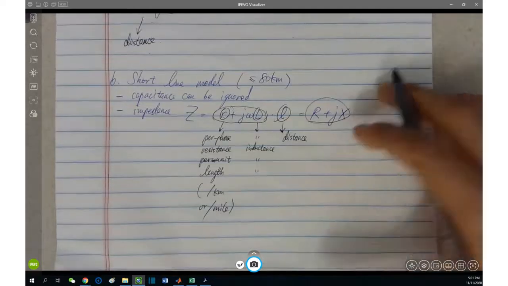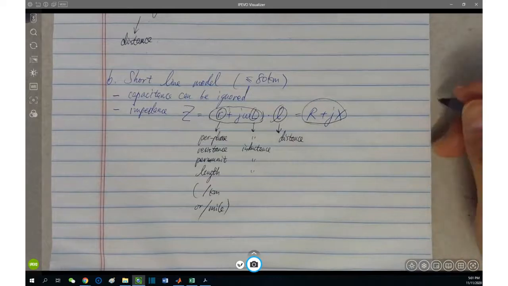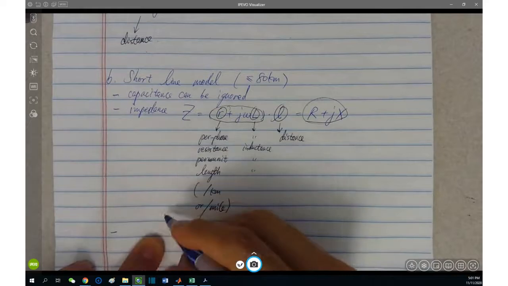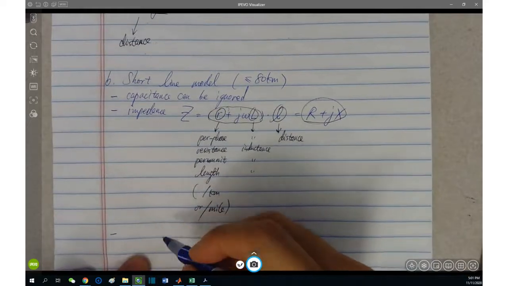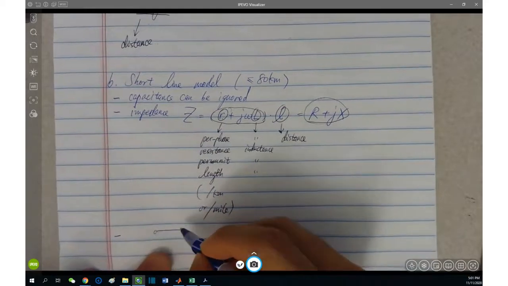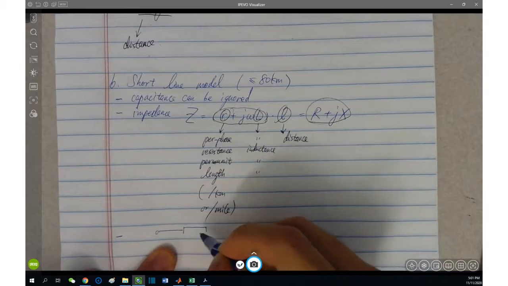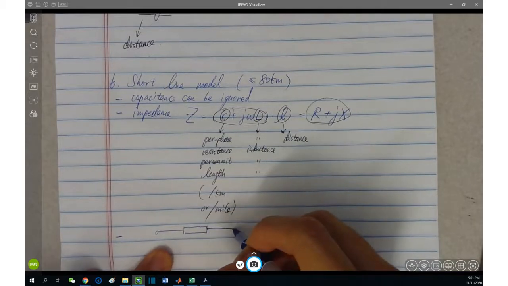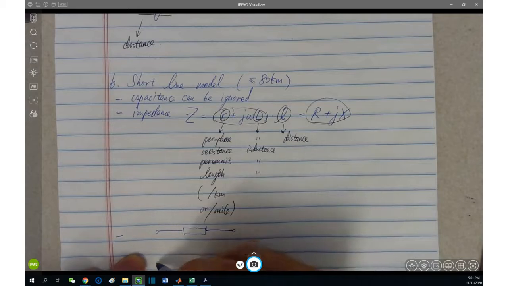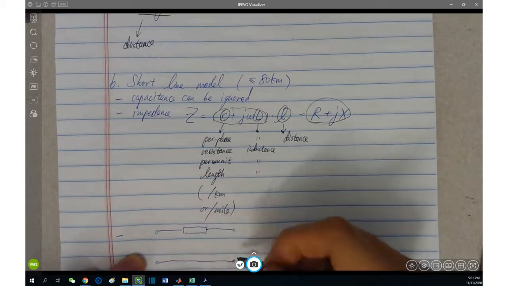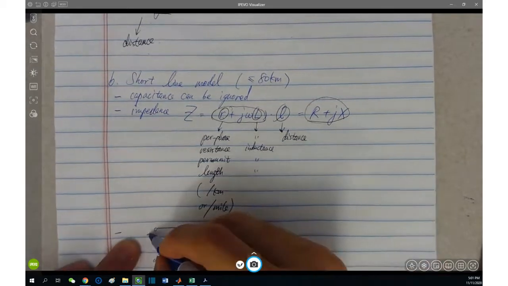This is the first, impedance. Second, the circuit. What they look like. So very easy. It's just very easy. If it is short, then everything is easier.